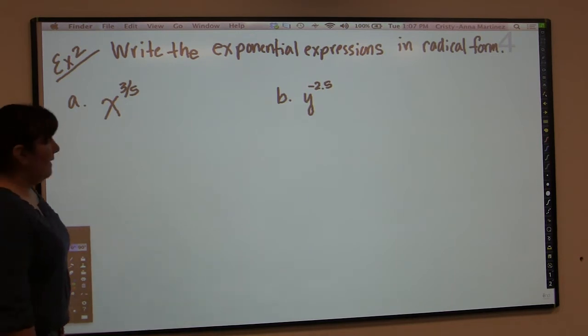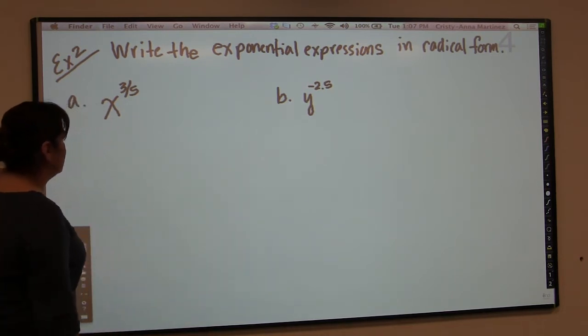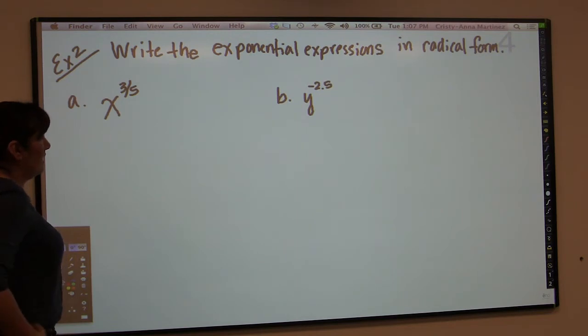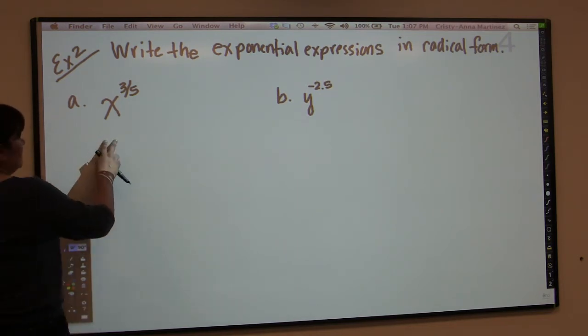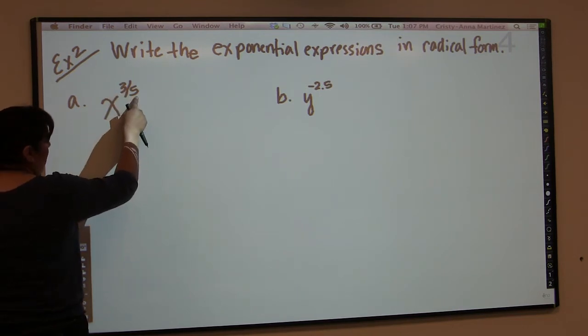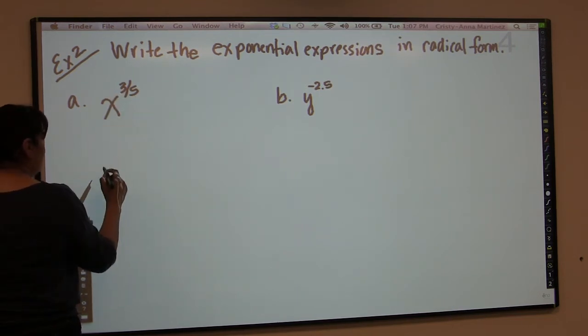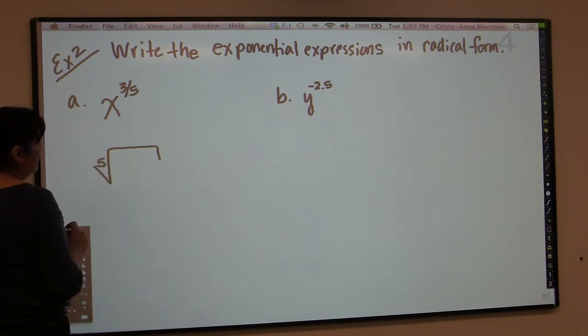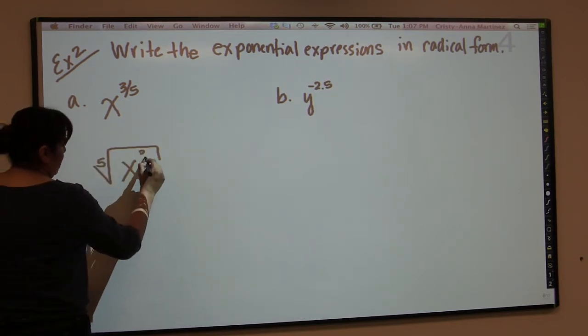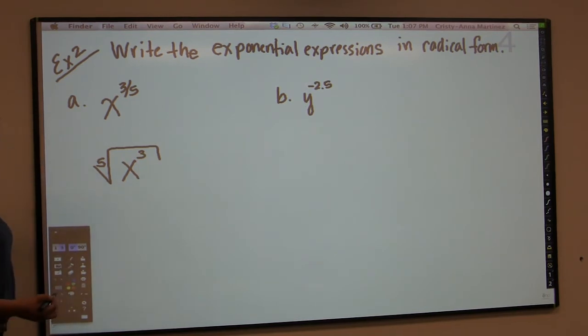Now we're going to try to go both directions here. What we're going to do is write the exponential expressions in radical form. So this one's really simple. Like we did earlier, we had the top and the bottom. Remember, the bottom number is the index. So that's going to be a 5 for my index, and the top number is the exponent inside the radical. So there we go, 5th root of x to the 3rd power.